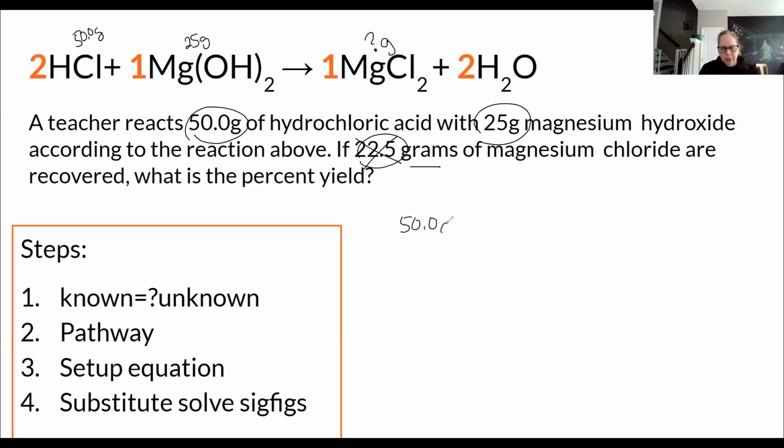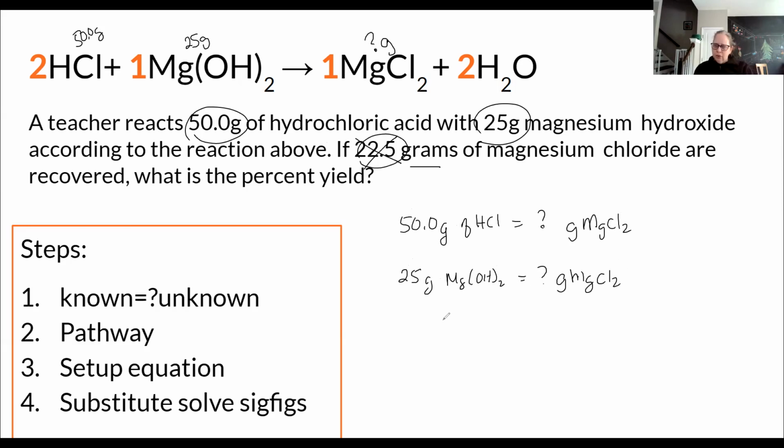I'm going to have to do 50.0 grams of hydrochloric and find out how many grams of magnesium chloride that is. And I'm going to have to do 25 grams of magnesium hydroxide and figure out how many grams of magnesium chloride that is. 2 knowns, 2 stoichs. The only way I can avoid that is if they had said, and we have excess magnesium hydroxide, then you don't have a number. So then you would only have 1 stoich. But if they give you a number, you got to do stoichs.